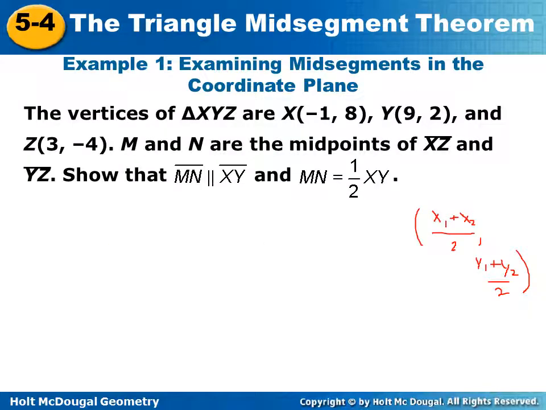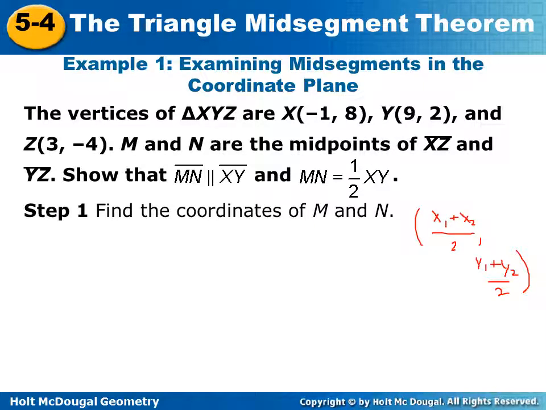For this example, we have the vertices of a triangle at (-1, 8), (9, 2), and (3, -4). M and N are the midpoints of XZ and YZ. We want to show that MN is parallel to XY, and MN is half of XY.